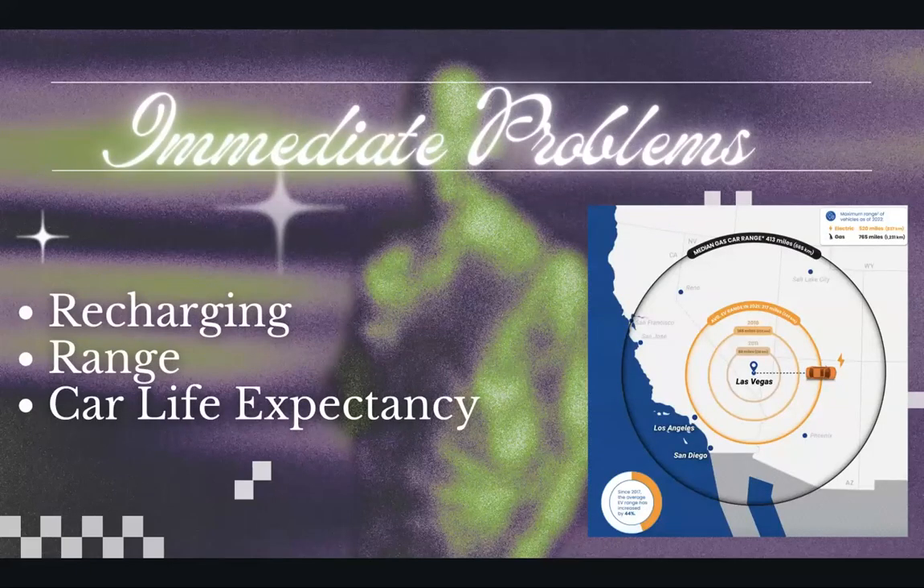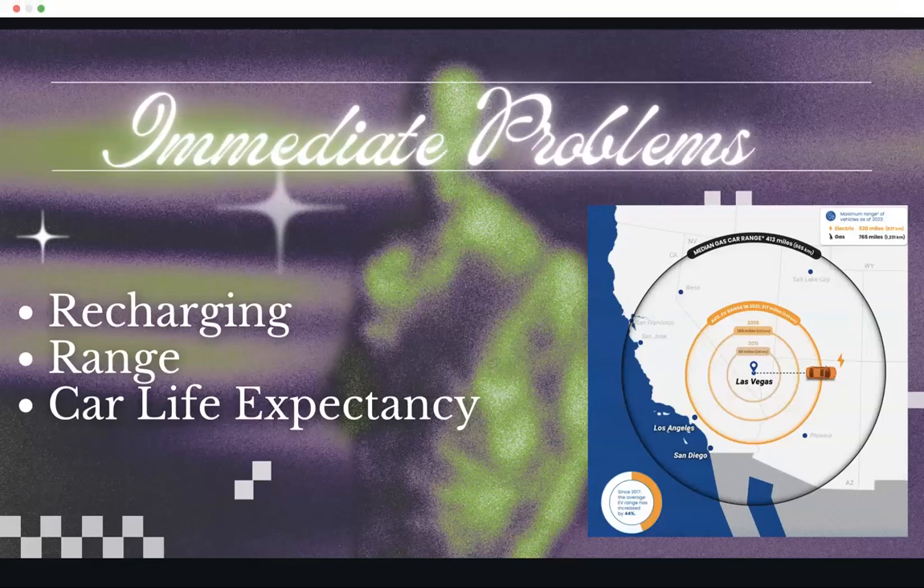Some immediate problems you can expect with EVs are the recharging, the range, and the car life expectancy. First is recharging. With EVs, it's broken down into three different levels of charging. There's level 1, where you can expect to wait 40 hours to be fully recharged. Level 2 is about 5 to 6 hours to be fully recharged. And with level 3, you can expect about 30 minutes for that style of charger. But in comparison to gas, that only takes a couple of minutes.